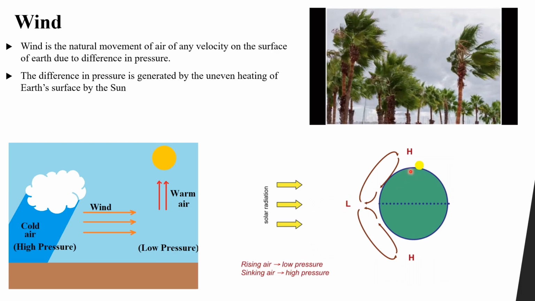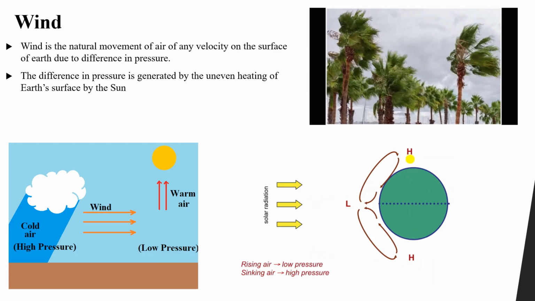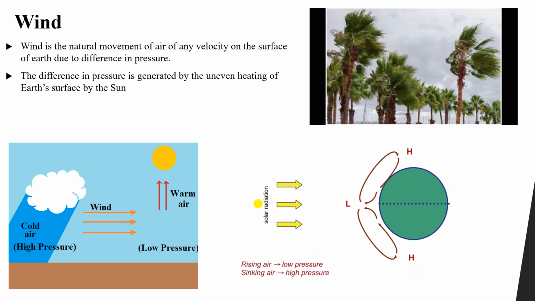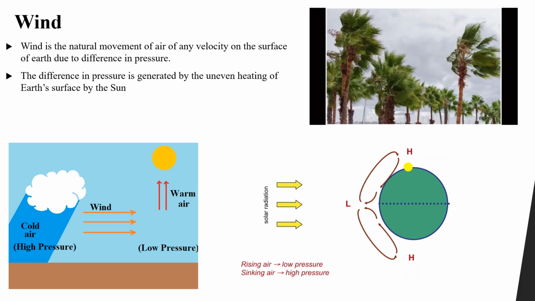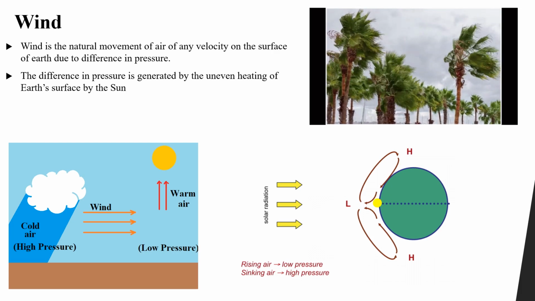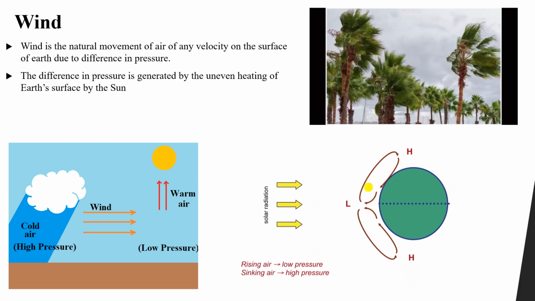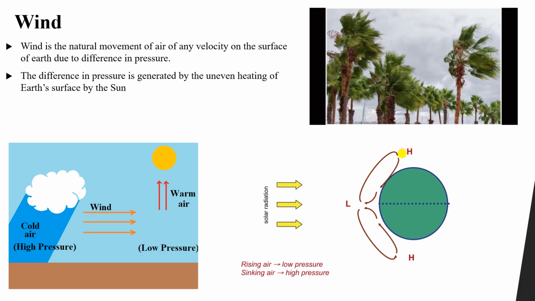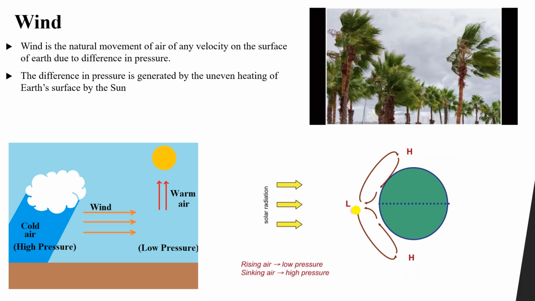Now, if we go to the North and South Pole, you will find that we have high pressure. Why? Because they are less exposed to the solar radiation. So this will lead to cold air, which will lead to high pressure. So in the cold areas, we have high pressure. In the warm areas, we have low pressure. So due to the difference between high pressure and low pressure between these two locations, the air will start moving from the high pressure region towards the low pressure region.